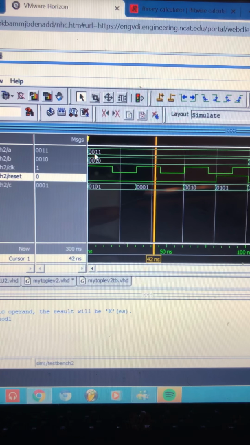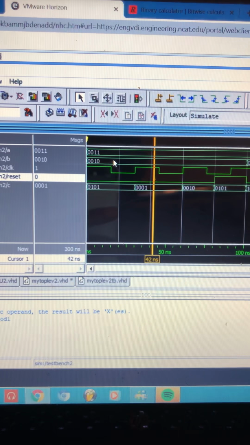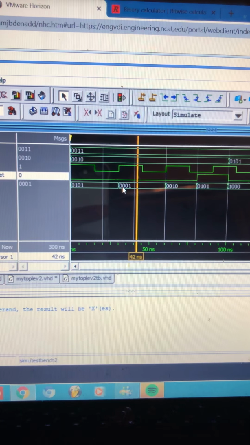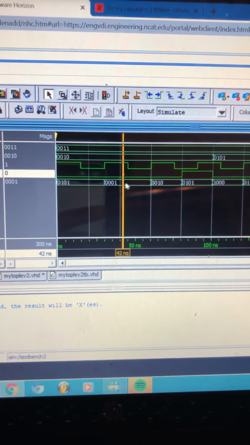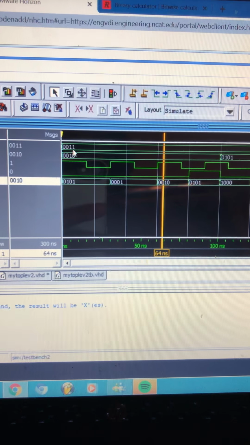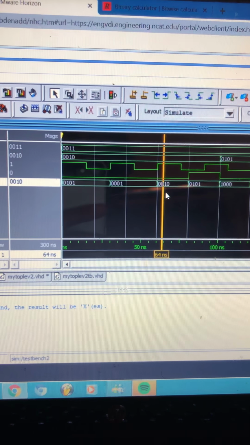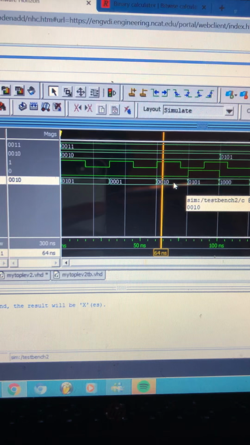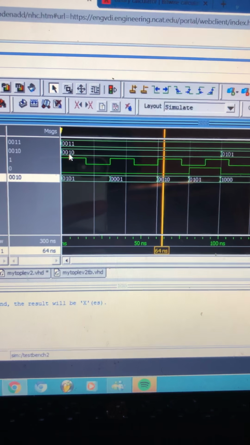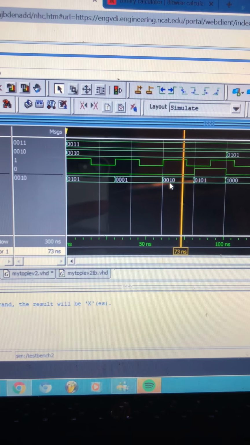So 0 0 1 1, which is 3, and 0 0 1 0, which is 2. 3 minus 2 is 1. The equivalent of 1 in binary is 0 0 0 1. And then it will AND. 0 0 1 1, 3, and 0 0 1 0, which is 2. When you AND them, if you get 2 1s, which is here and here, you get a 1. Otherwise, it's 0. So then I have 0 0 1 0 when you AND.